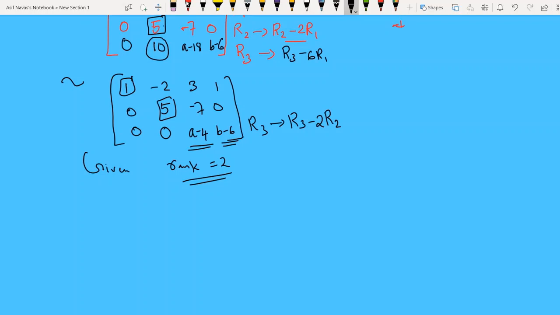That means A minus 4 is equal to 0 and B minus 6 is equal to 0. If the rank is 2, the last row is completely 0. That happens only when A minus 4 equals 0 and B minus 6 equals 0.